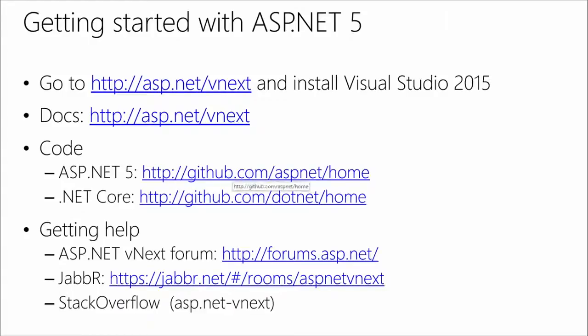github.com/aspnet. I recommend starting at the Home repo. It helps get you oriented in terms of where everything is. It has some initial instructions if you want to do things from the command line, which we'll be talking about later in the day. But that's where you can find all of our repositories: MVC, the runtime, Razor, routing. It's all there. You can look at the code. You can debug through it and see what's actually going on underneath the covers.